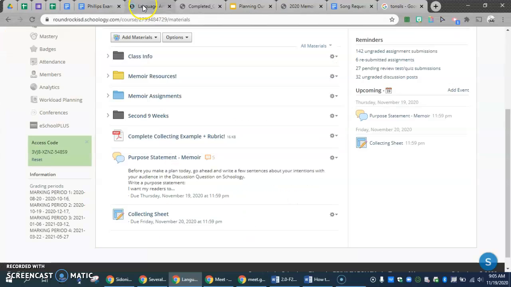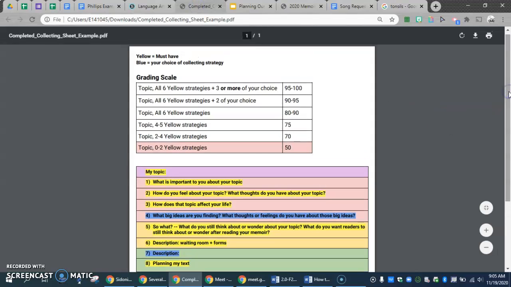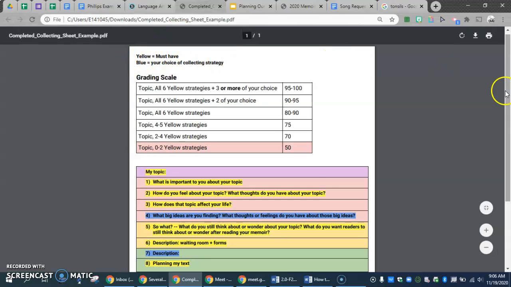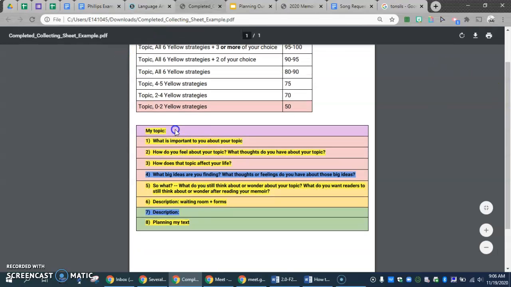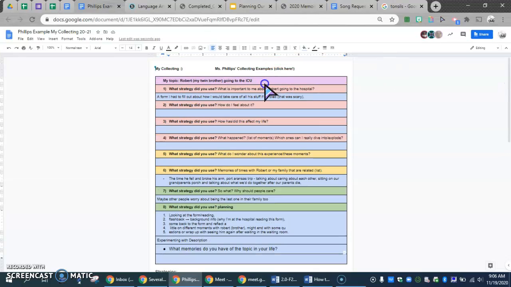Then let's go ahead and look at this rubric, right? So I've got it pulled up right here. And when you click on it, you should be able to see it just like this. So when you finish your collecting sheet, these are the things that you absolutely must have, the ones that are highlighted in yellow. You have to name your topic, right? So for example, mine, I'm writing about the time that my brother went to the ICU, went to the hospital, okay? So I named that.